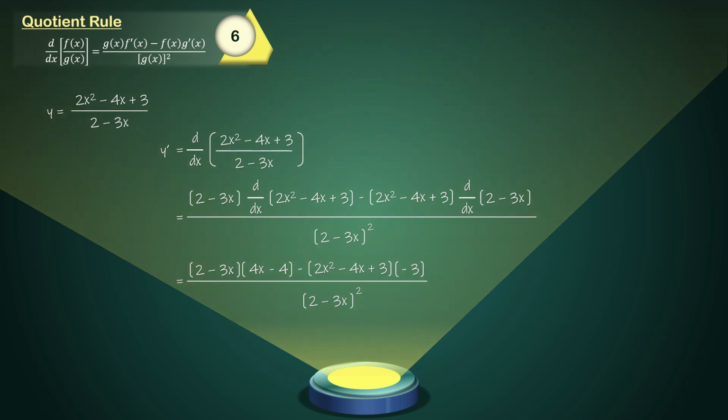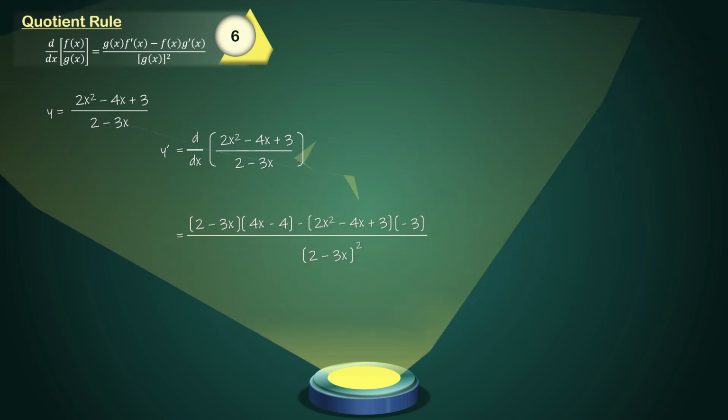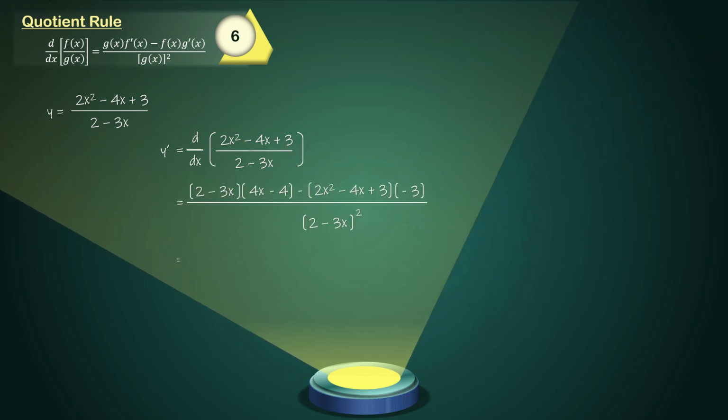Expand the numerator. Get the product of 2 minus 3x and 4x minus 4, which is equal to 2 times 4x is 8x, 2 times negative 4 is negative 8, negative 3 times 4x is negative 12x squared, and negative 3x times negative 4 is positive 12x.